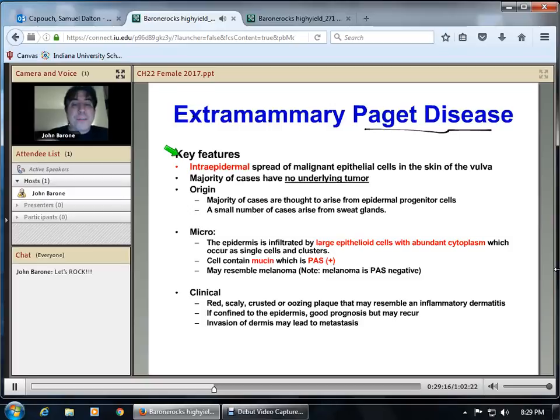Now, here's the feature. Paget's is adenocarcinoma, but what's unique about it is it's spreading in the epidermis. Intraepidermal spread of malignant cells in the skin of the vulva. Now, if it's in the skin of the nipple, it's exactly the same. Adenocarcinoma in the epidermis. So let's repeat. Here's my epidermal layer. Here's my dermis. In the epidermis, you're going to see these tumor cells just growing along the epidermis. Now remember, they're not invading. This is never going to metastasize until it invades. The basement membrane's intact.